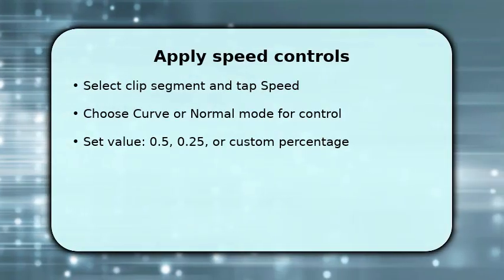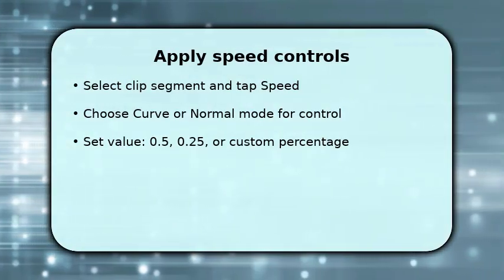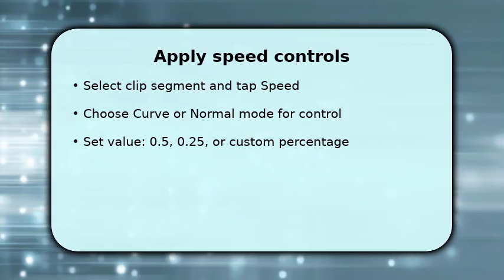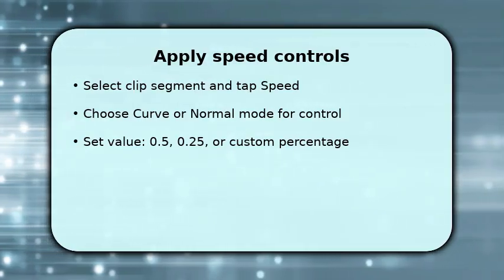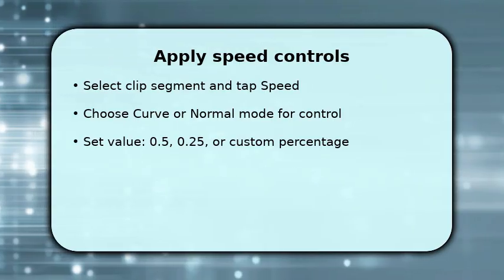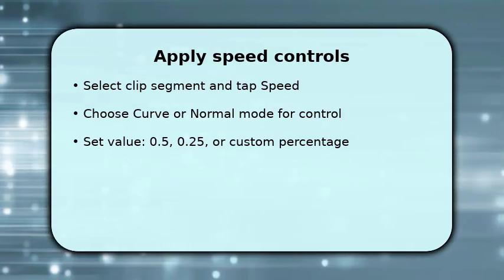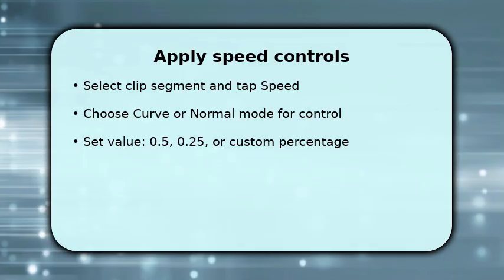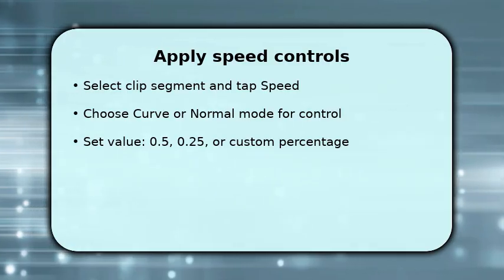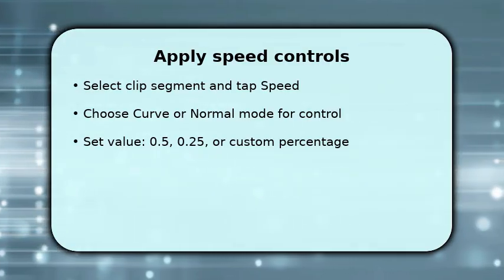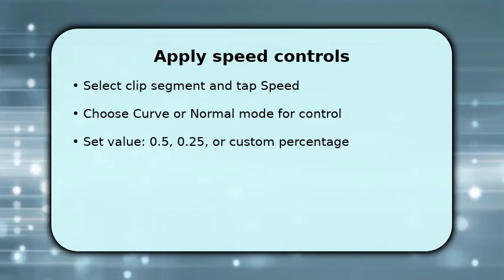Now select the isolated segment and tap speed to see normal and curve options. Normal gives a steady slowdown where you set a value like 0.5 or 0.25, choose custom to type an exact percent. Curve lets you craft ramping slow motion. Pick a preset or edit keyframes to change speed over time for smoother motion.